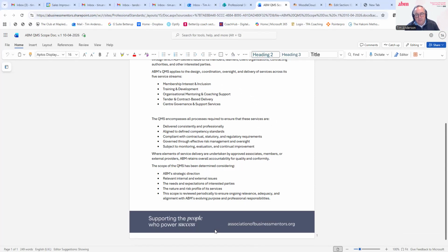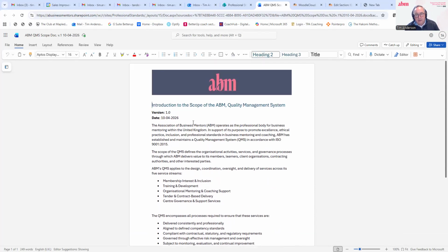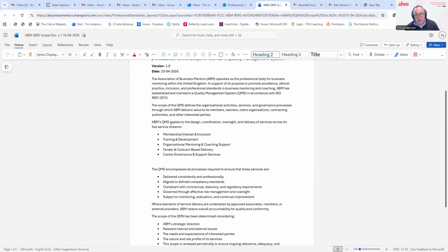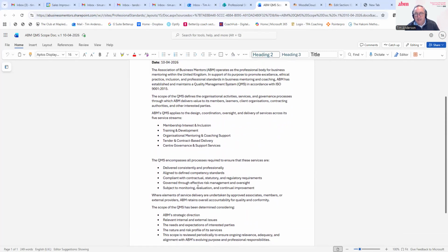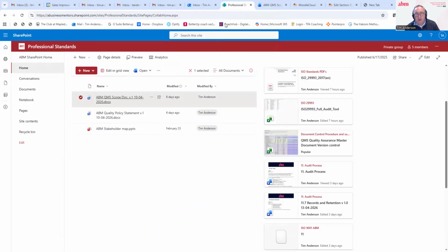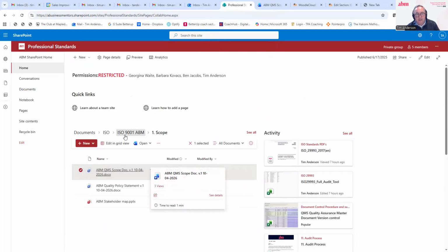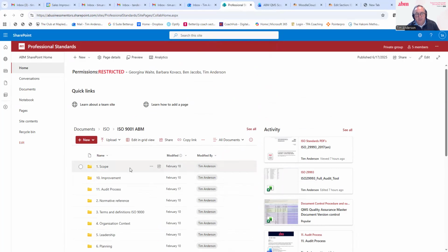So that's what a clause might look like. Introduction to the scope. This is its version. We've got a whole version control document on there. But I think these are important documents for you to be able to find and locate and read through. And as I say, you will find those in the professional standards area of the SharePoint system under ISO 9001.